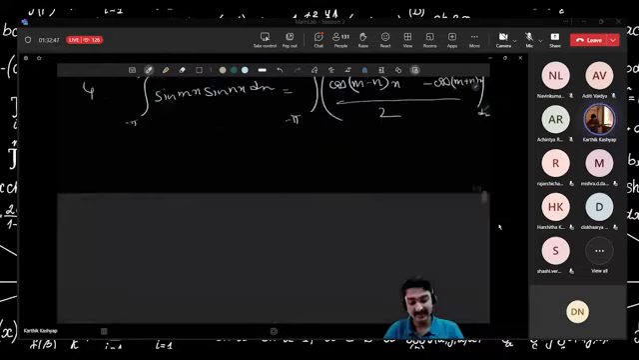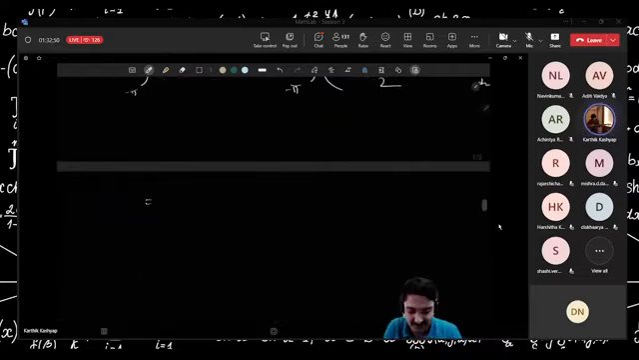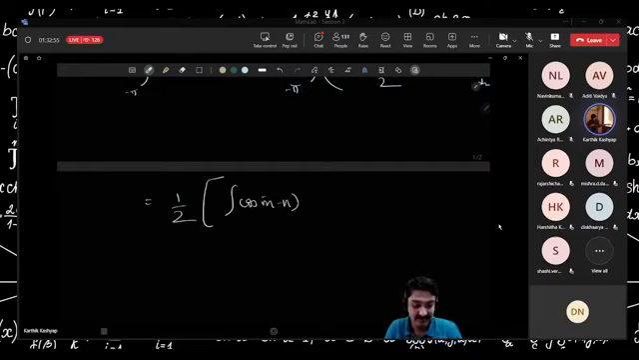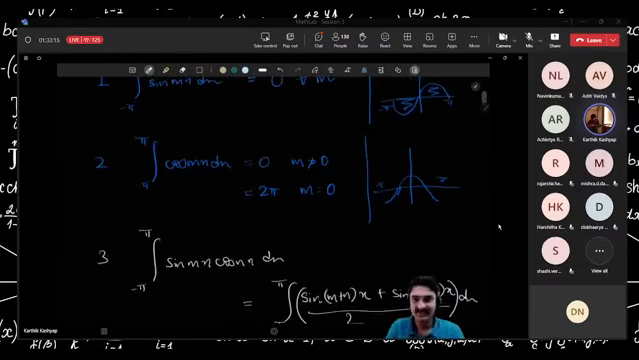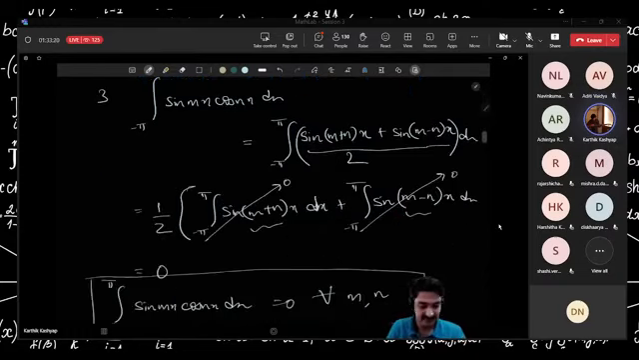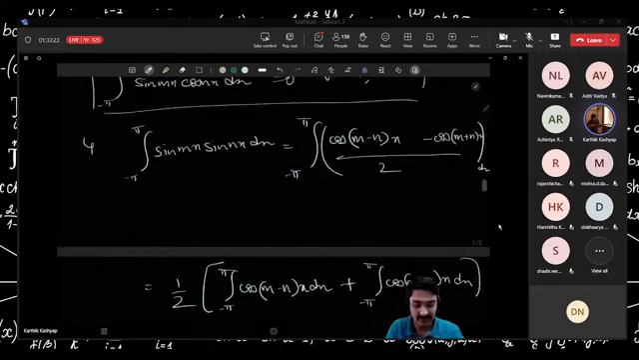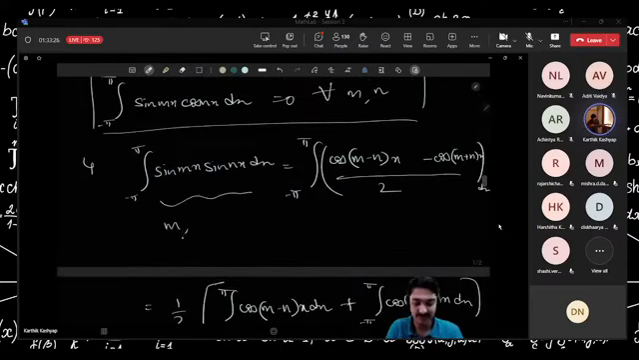So again, let's take the integral separately and take 1 by 2 outside. So we can write this as 1 by 2 of integral cos (m minus n)x dx plus integral cos (m plus n)x dx, again from minus pi to pi. Now this is based on the second property that we are using. Integral cos mx is 0 for m not equal to 0 and 2 pi for m equal to 0. So let's check there. Again, I need to mention m and n are greater than or equal to 0 and are integers.